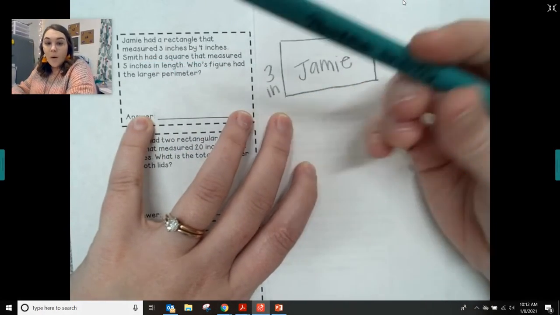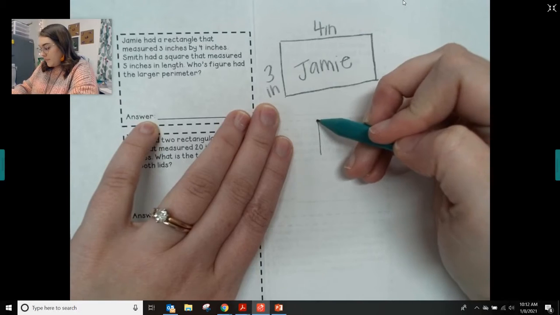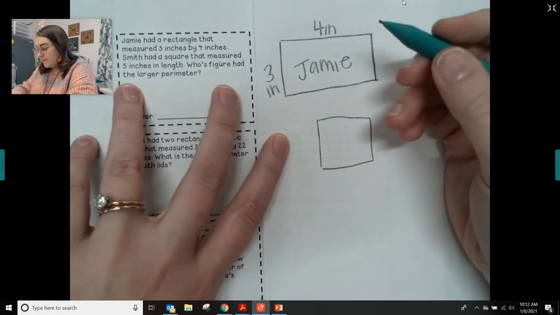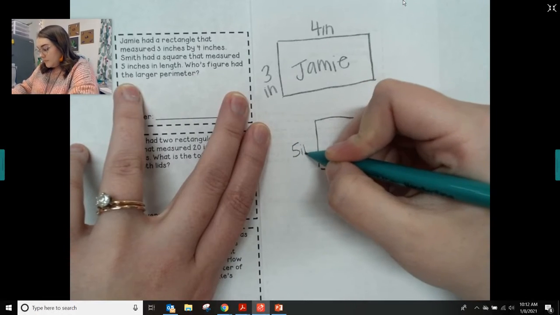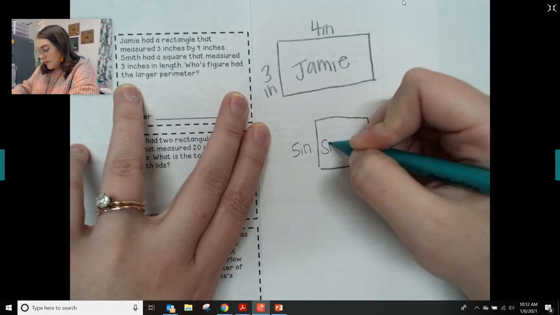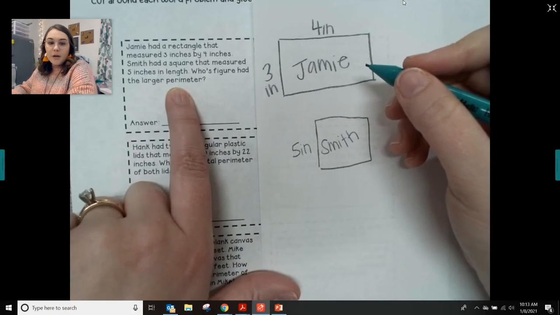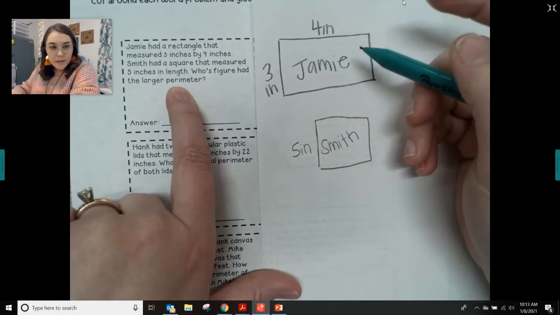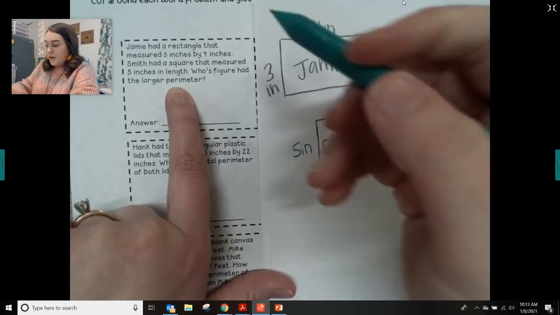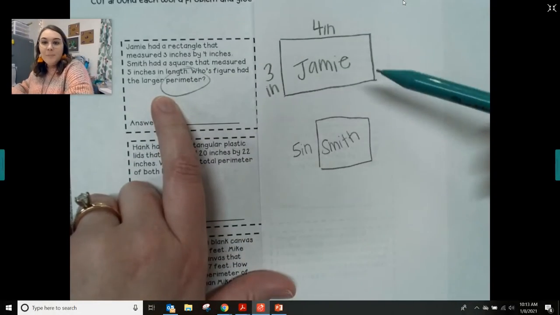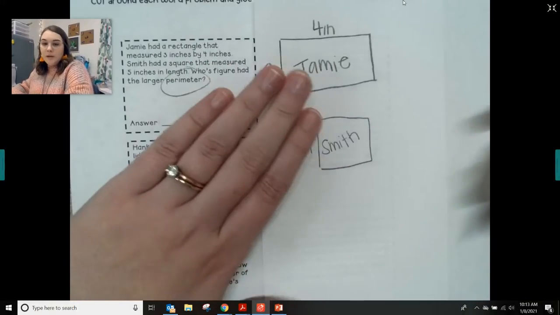Smith had a square that measured 5 inches in length. And this is Smith. Whose figure had the larger perimeter? Oh my gosh, we don't even have to do anything. We don't have to determine if it's perimeter or area, because guess what? It tells me to find the perimeter. So I've got to find the perimeter of both and see which one is bigger.